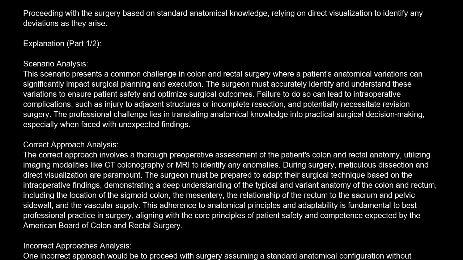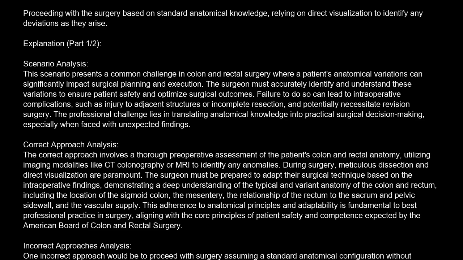Explanation. Scenario analysis. This scenario presents a common challenge in colon and rectal surgery, where a patient's anatomical variations can significantly impact surgical planning and execution. The surgeon must accurately identify and understand these variations to ensure patient safety and optimize surgical outcomes.